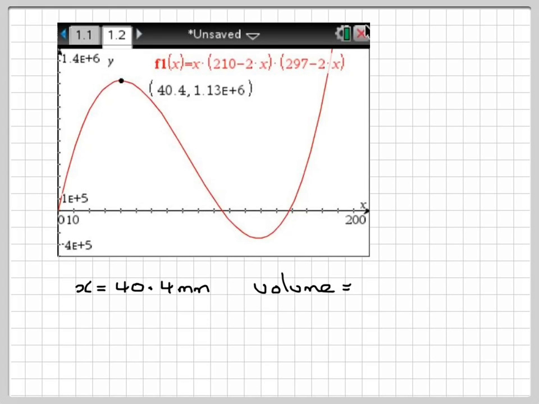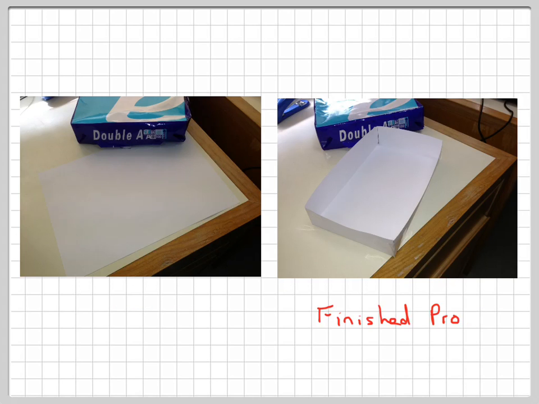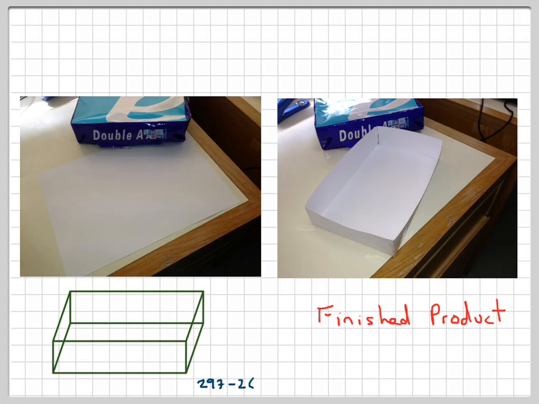So we get x is 40.4, the same information. This has been rounded off here, 1.13 times 10 to the 6. So this is only correct to 3 significant figures. So going back, this is the finished product. And finally, there's the box.